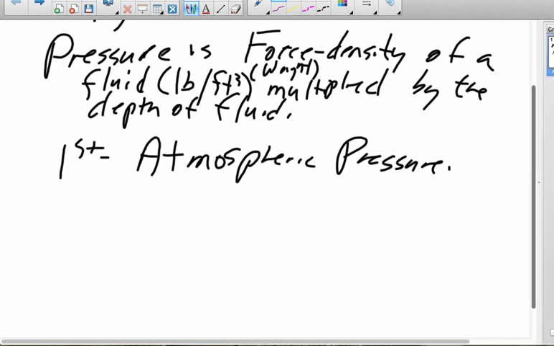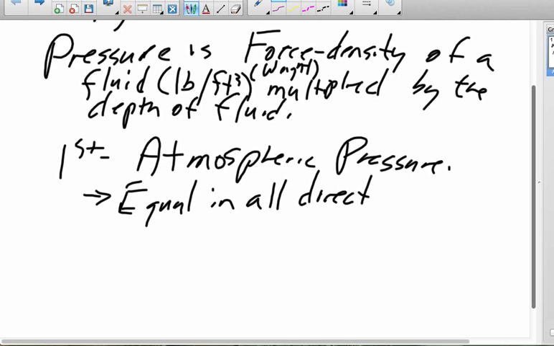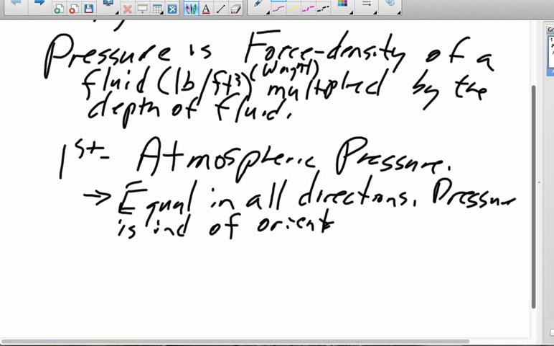Now, the important thing about hydrostatic pressure is it's equal in all directions. In other words, the pressure is independent of your orientation. Only depth.